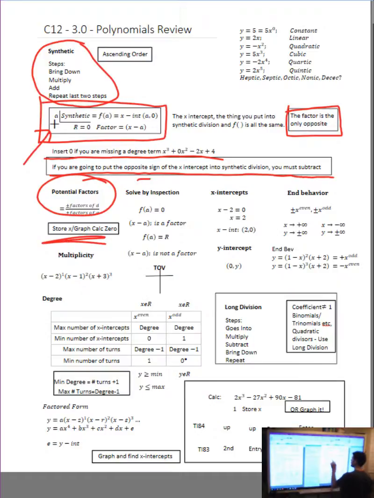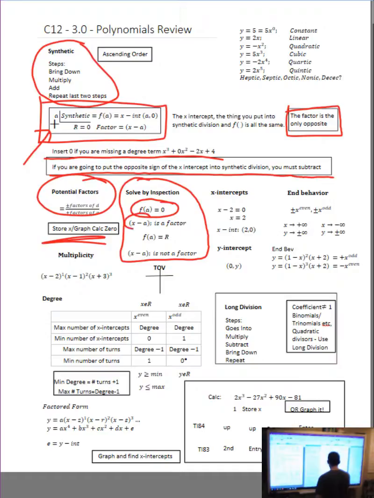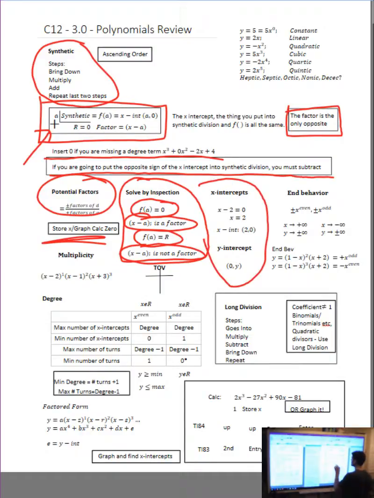Talking about solving by inspection, remembering that if f of a is equal to 0, then x minus a is a factor. And if f of a is equal to r, that means x minus a is not a factor, and that r is the remainder. We know that we can find x-intercepts by putting 0 in for y, and we can find y-intercepts by putting 0 in for x.